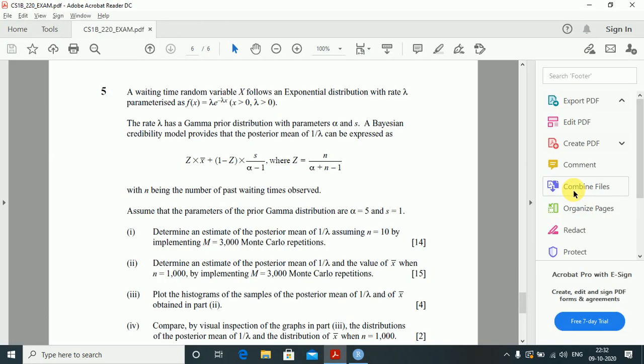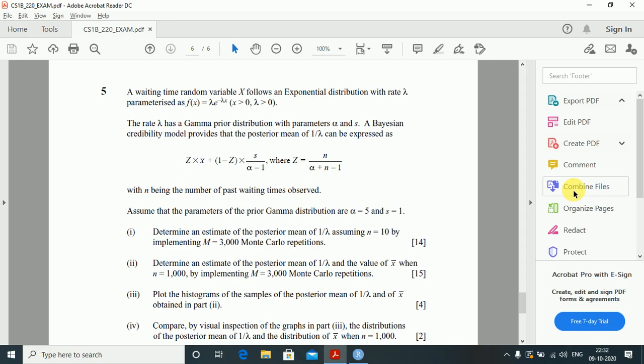A waiting time random variable X follows an exponential distribution with rate lambda, parameterized as f(x) = lambda e to the power minus lambda x. The rate lambda has a gamma prior distribution with parameters alpha and s. A Bayesian credibility model provides the posterior mean of 1 by lambda, which can be expressed as this. This has been given to us as a Z value, with n being the number of past waiting times observed.